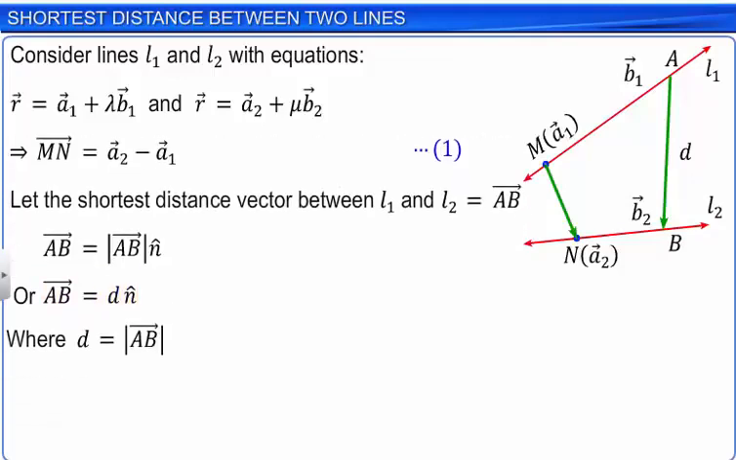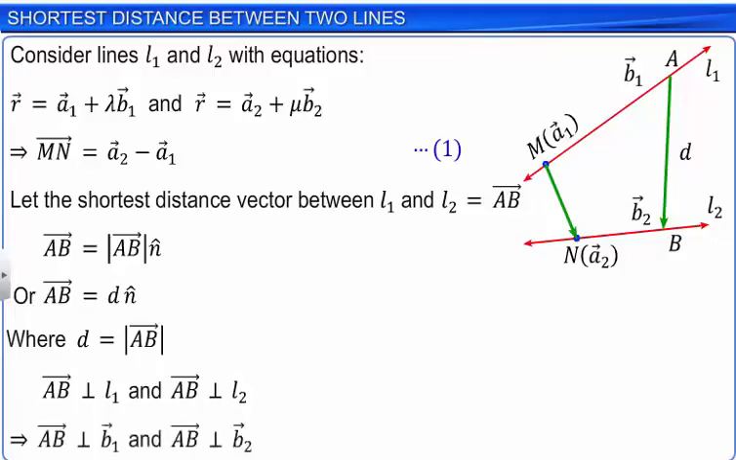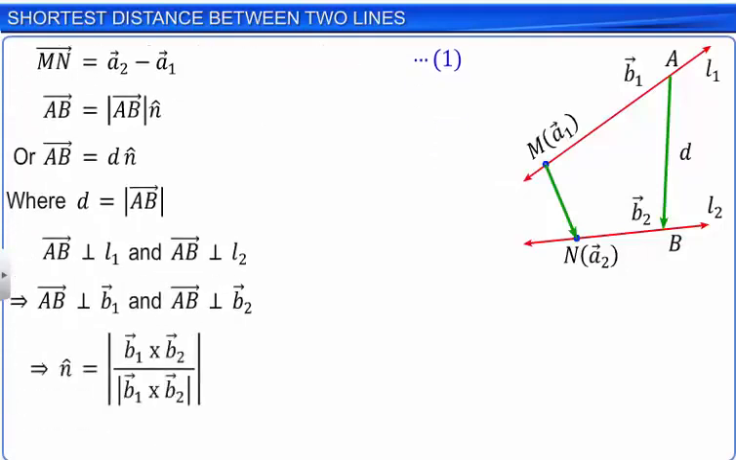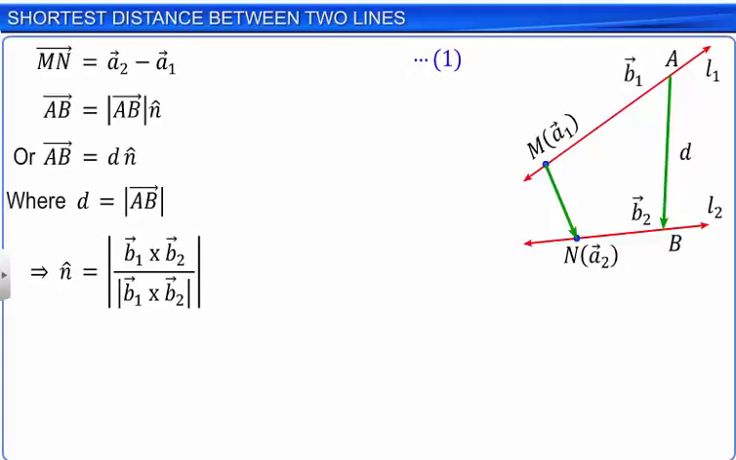By definition, vector AB is perpendicular to both lines L1 and L2. This implies that vector AB is also perpendicular to both the vectors B1 and B2. Thus, unit vector n in the direction of AB is equal to the cross product of vectors B1 and B2 divided by the magnitude of their cross product. Substituting this value of unit vector n in the equation for vector AB, we get equation 2.